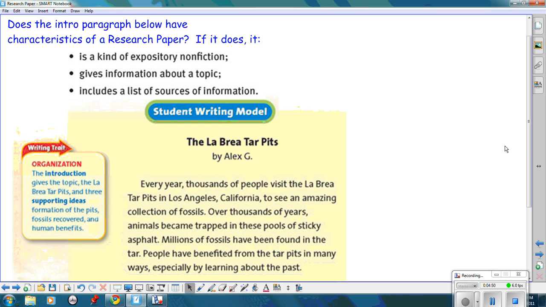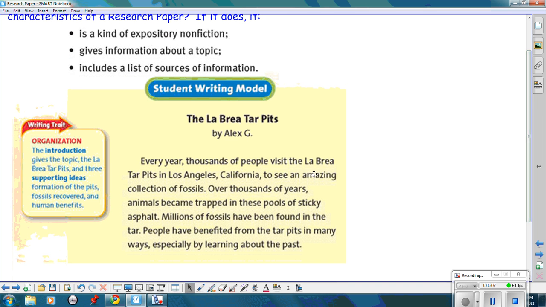So this particular article is on the La Brea tar pits. And again, this is by Alex G. So this would be the introductory paragraph. And in the introduction, this author gave the topic and then 3 supporting ideas. And those 3 supporting ideas will then be detailed. We'll learn more about them in detail. There will be examples of each of those supporting ideas in the next paragraphs.